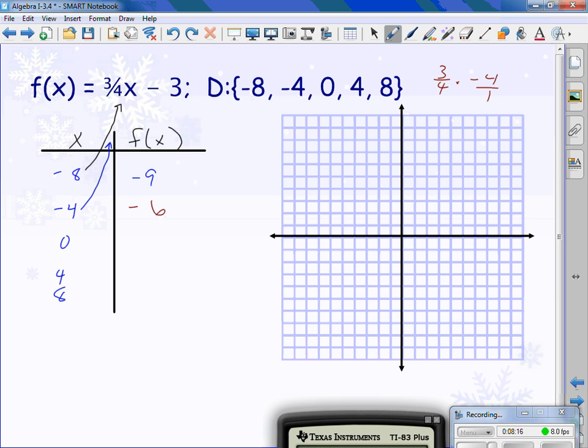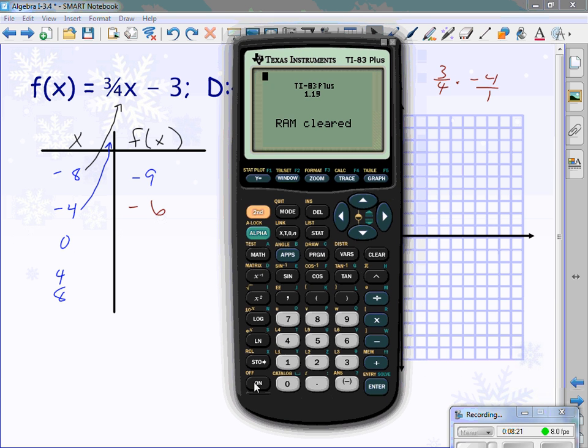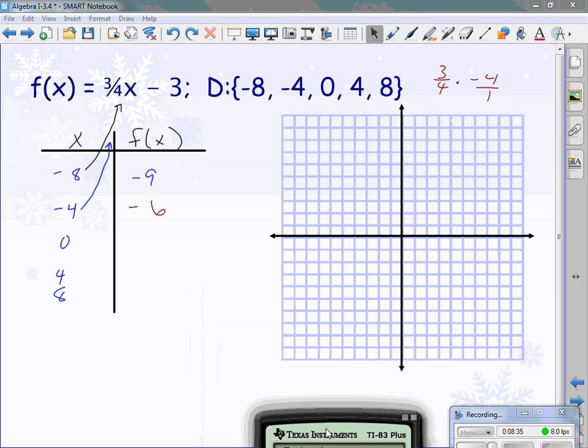Now, I know some of you are grabbing a calculator. That's fine. Just make sure you're typing it in correctly. 3/4 times negative 4. If you use the minus, it's going to give you an error. What's 0 times 3/4? 0. What's 0 minus 3? Negative 3.